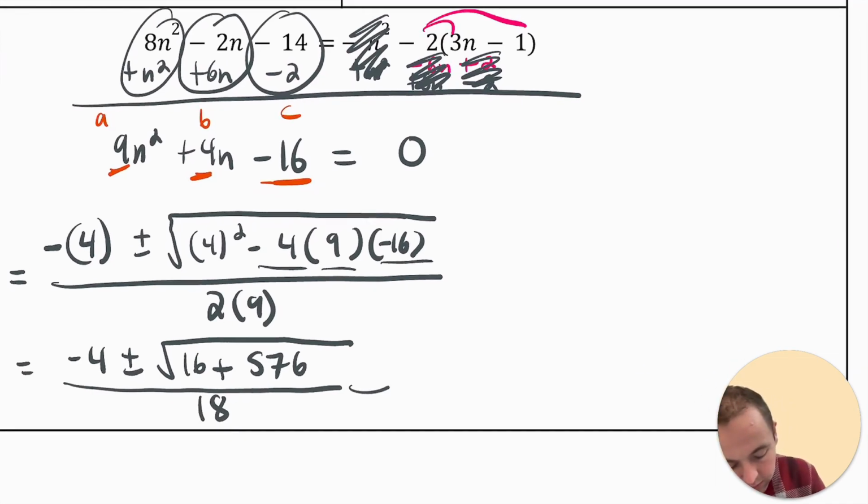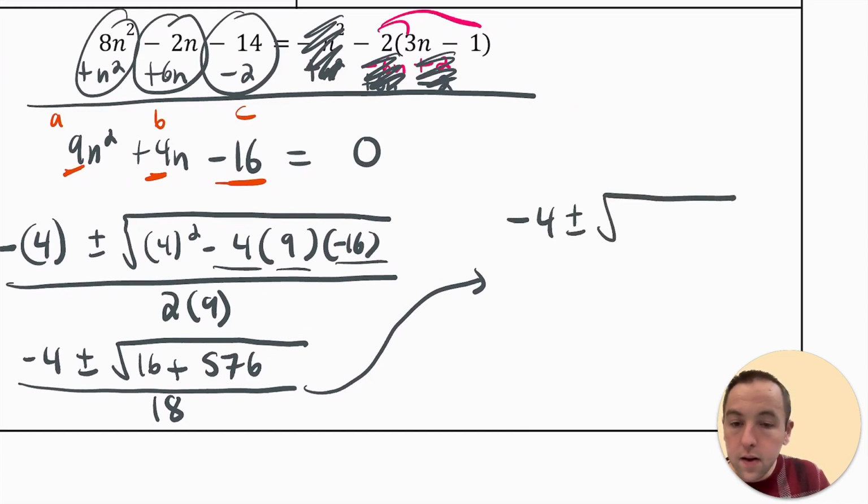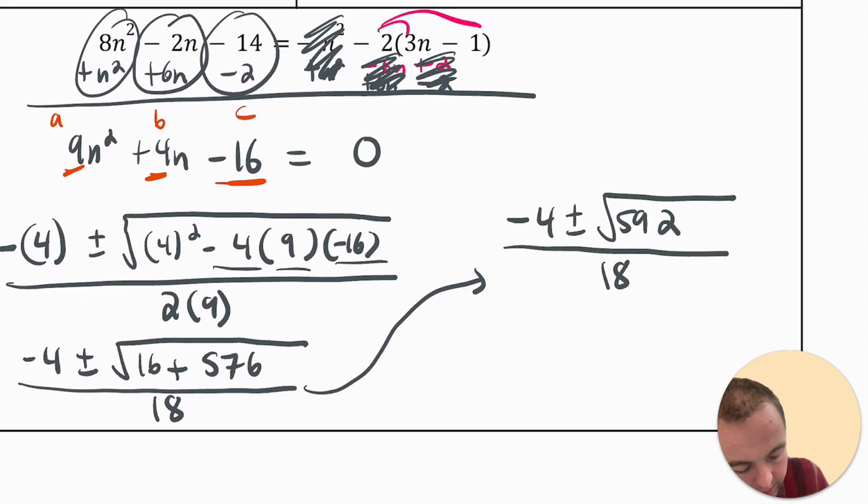So with this one, now we get negative 4 plus or minus the square root of 592. So it turns out that now this is kind of the first time in the examples we've seen so far that the number under the root, which we call the radicand, 592, is not a perfect square. So we're going to have to simplify it by trying to find a perfect square that goes into 592.